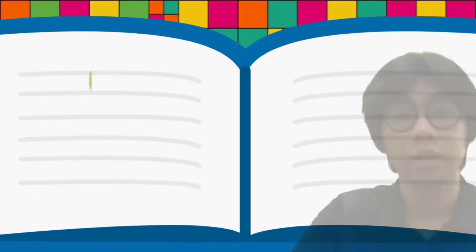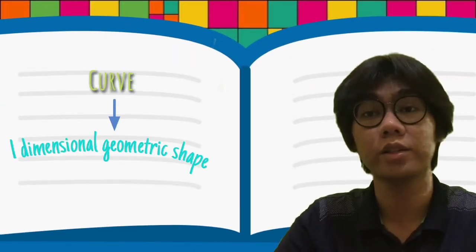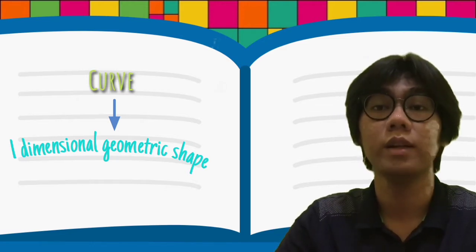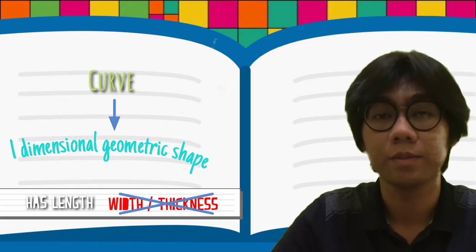So I will explain the material about what a curve and an angle are. A curve is a one-dimensional geometric shape which forms an arc that can be located on a plane and it has length, but no width or thickness.